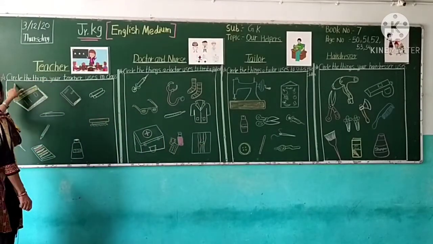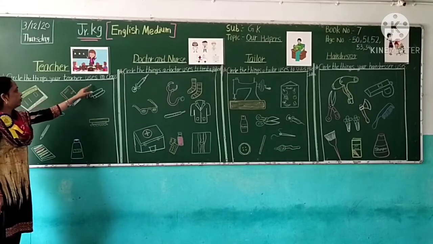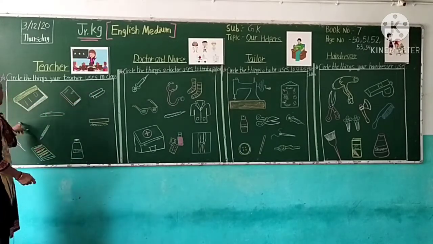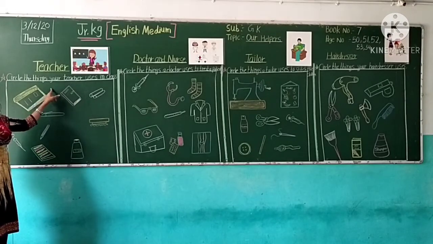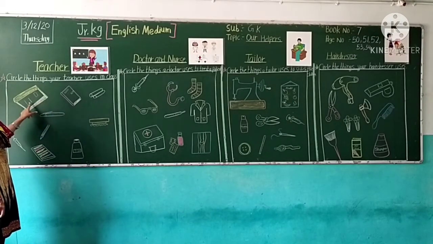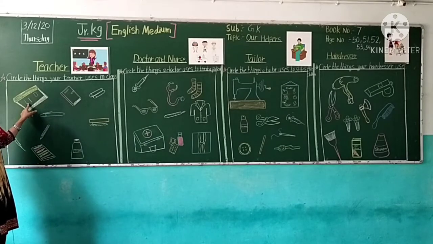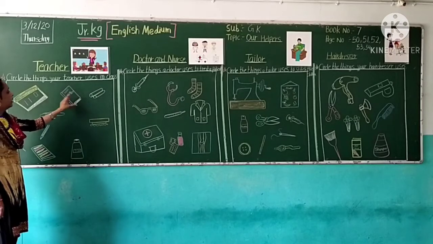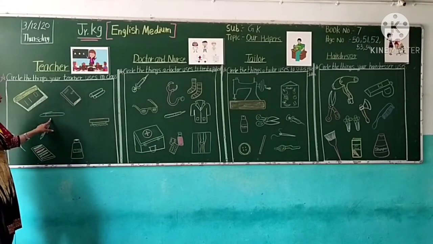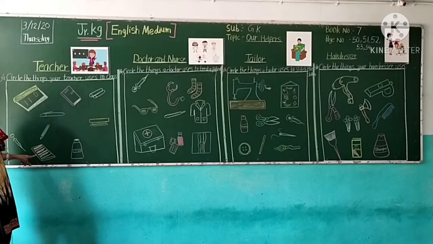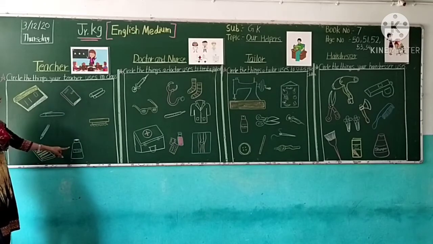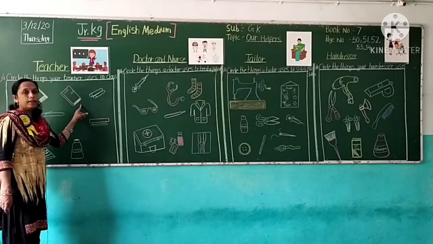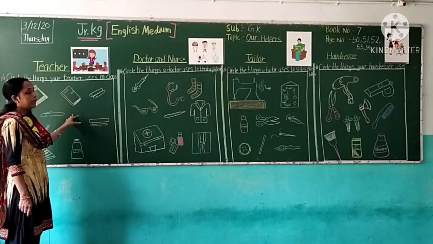Okay. Circle the things your teacher uses in class. So student, look at these pictures carefully. Which things are used by the teacher in our class? Tell me. This? Yes, this is a book. Small book. Look here. Chalk. Pen. Pencil. Colors. Injection. Gum. And duster.